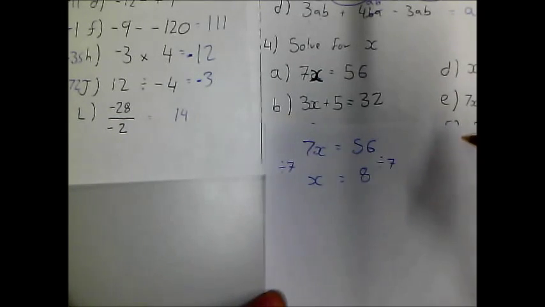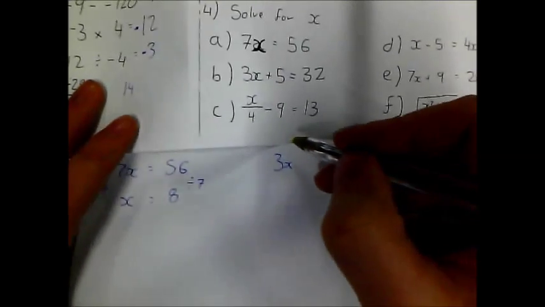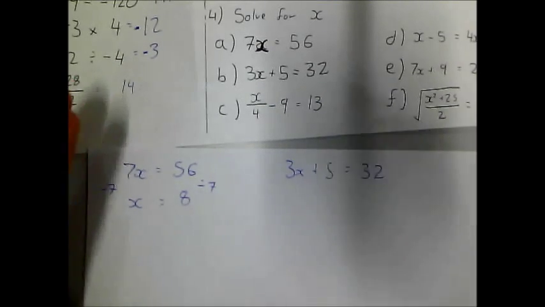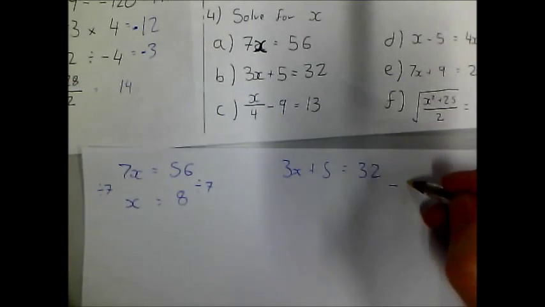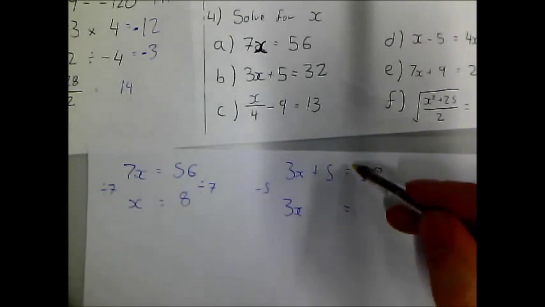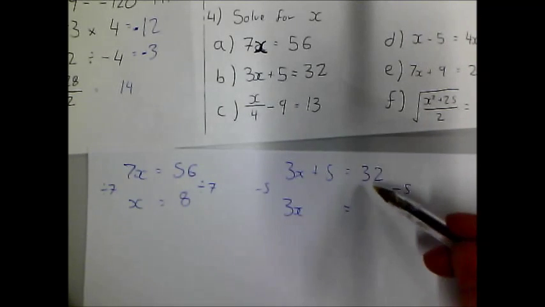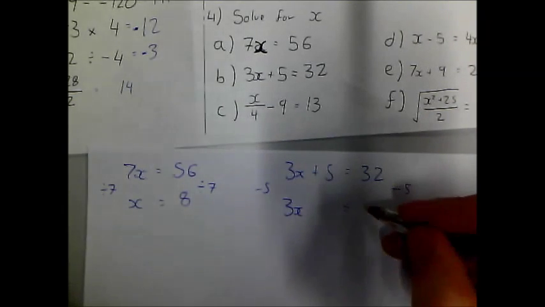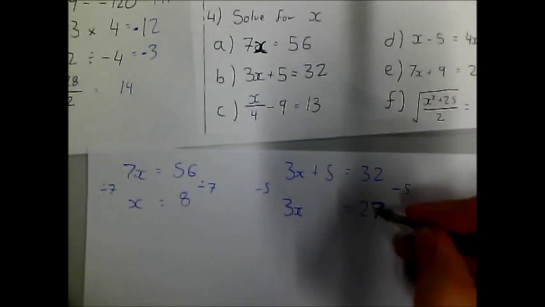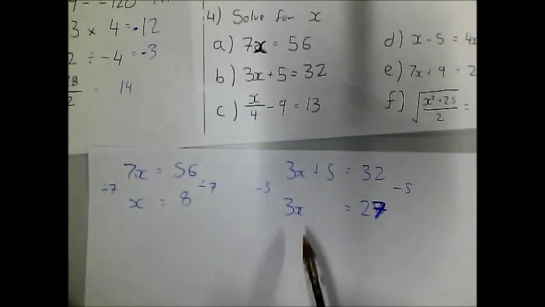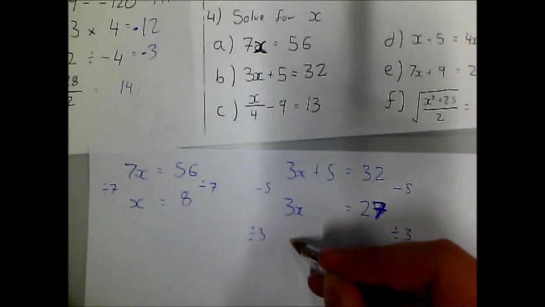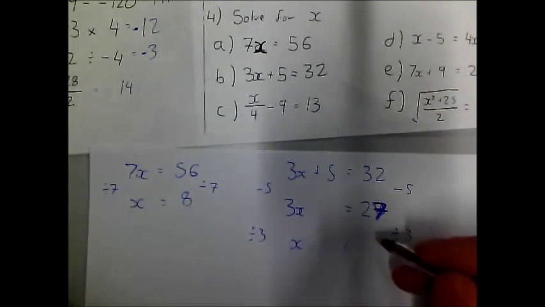Okay, part B. I've got 3x plus 5 equals 32. Now I want to get rid of this plus 5 first, so I'm going to take away 5 from both sides. So I end up with 3x on the left-hand side of my equal sign. Observe how my equal sign is staying the same all the way through. And 32 take away 5 gives me 27. Okay, and now to get rid of a multiplier by 3, I'm going to divide by 3 both sides. So x equals 9.